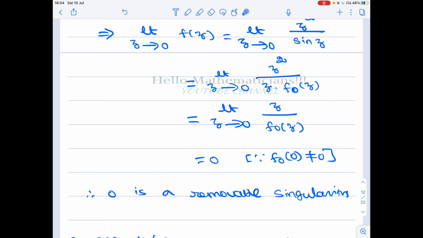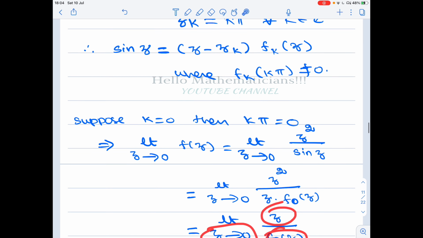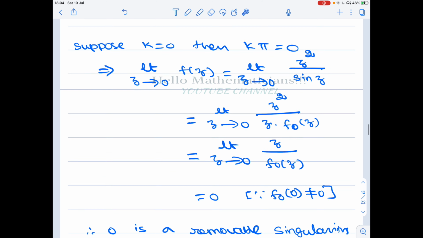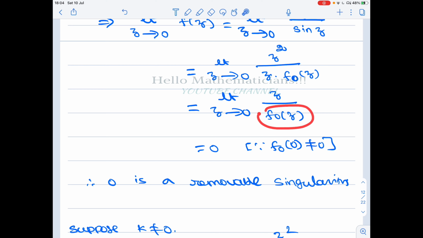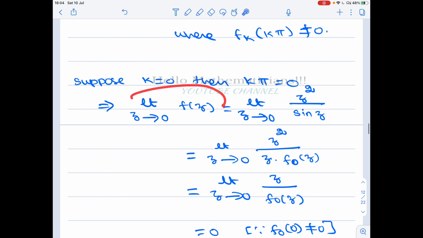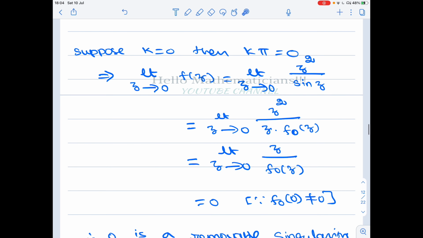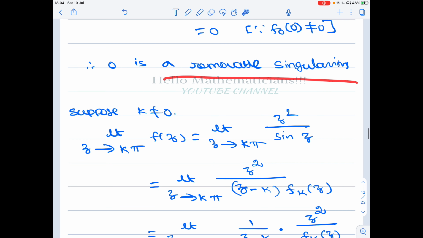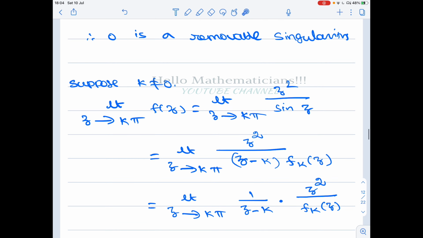Now limit z tends to 0. Numerator is 0, but denominator is not equal to 0 because of this condition: fk of k pi is not equal to 0. In particular, f0 of 0 is not equal to 0. Therefore, it is a finite quantity. Numerator goes to 0, overall 0. Therefore, the limit z tends to 0 of f of z is 0, which means that 0 is a removable singularity. Very good.